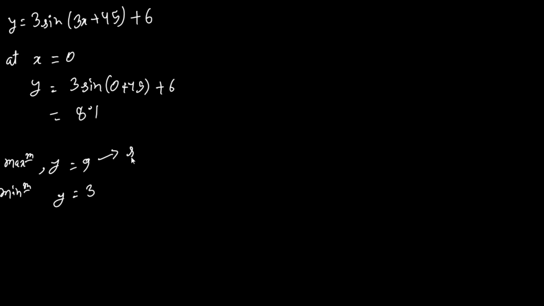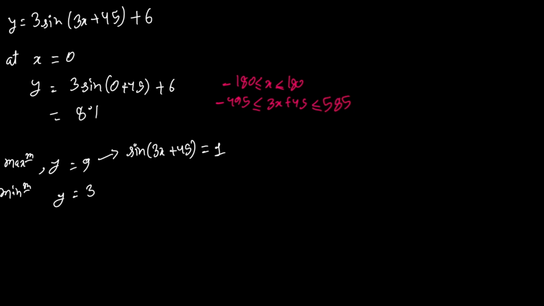Let us say that we are drawing this curve from minus 180 degrees to positive 180 degrees. Now, notice this thing. We are dealing with sine (3x plus 45), not sine x. So that means this range does not apply here. To transform the range, we simply multiply the range by 3, so we get 3x, and then we add 45 degrees. As a result, we get minus 495 as our lower bound and 585 as our upper bound.